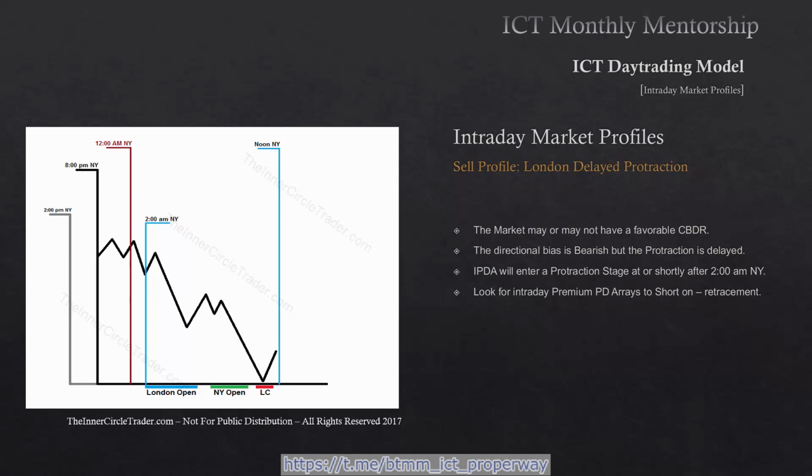But the key is having that 2 o'clock time frame. There must be a rally up at or just after 2 a.m., trading up into a premium PD array in the time frame you're trading on, which is the 15-minute chart.